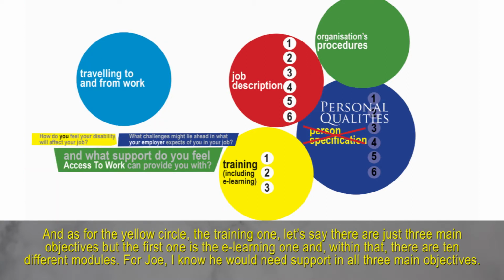And as for the yellow circle, the training one, let's say there are just 3 main objectives, but the first one is the e-learning one, and within that there are 10 different modules. For Joe, I know he would need support in all 3 main objectives.